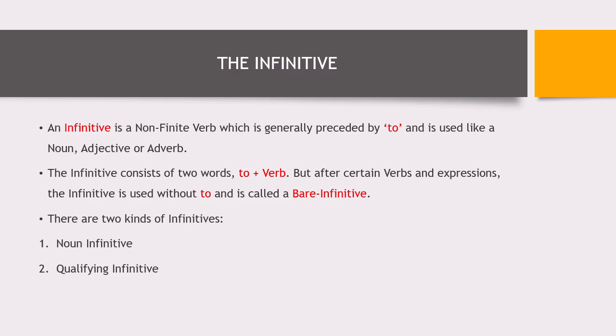The infinitive. An infinitive is a non-finite verb, which is generally preceded by to, and is used like a noun, adjective, or adverb. The infinitive consists of two words, to, plus, verb. But after certain verbs and expressions, the infinitive is used without to, and is called a bare infinitive. There are two kinds of infinitives. 1. Noun infinitive. 2. Qualifying infinitive.